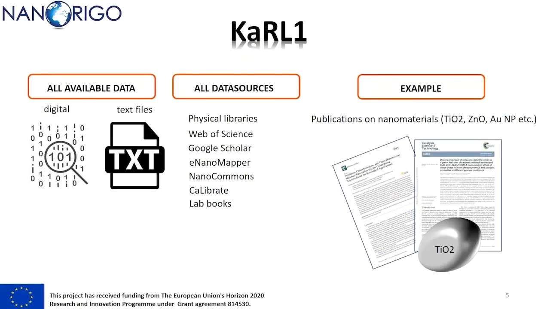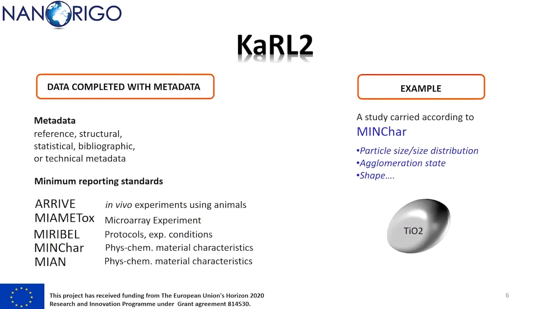KaRL 1 represents all available data in digital form or in text files stemming from all possible data sources, which could be databases or physical libraries, electronic lab books, and so on. One example of KaRL 1 could be publications, let's say, on titanium dioxide. KaRL 2 is considered data completed with metadata. And metadata are of different types: reference metadata, structural, statistical, bibliographic, or technical metadata.